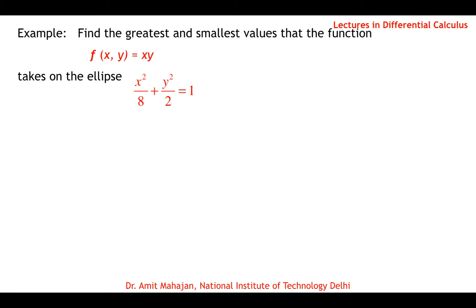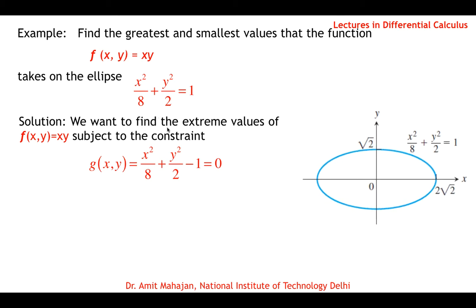So let us take one more example here. Find the greatest and smallest value that the function f(x, y) = xy takes on the ellipse x square by 8 plus y square by 2 equal to 1. So we have a function f, and we want to find its extreme values subject to this constraint condition, which is nothing but this ellipse.